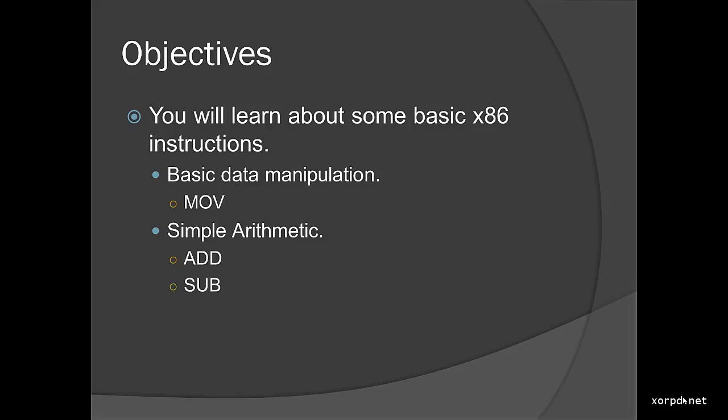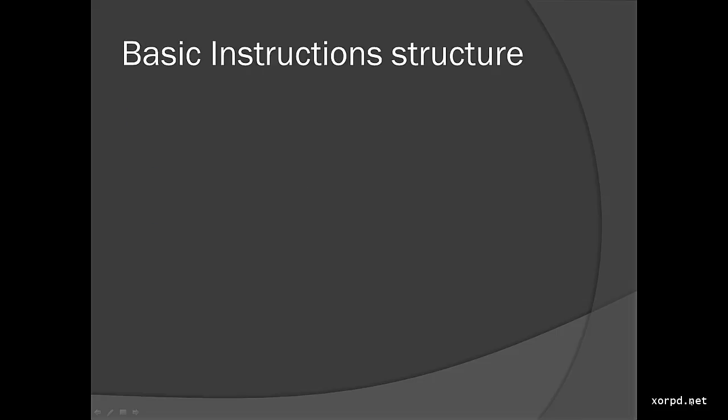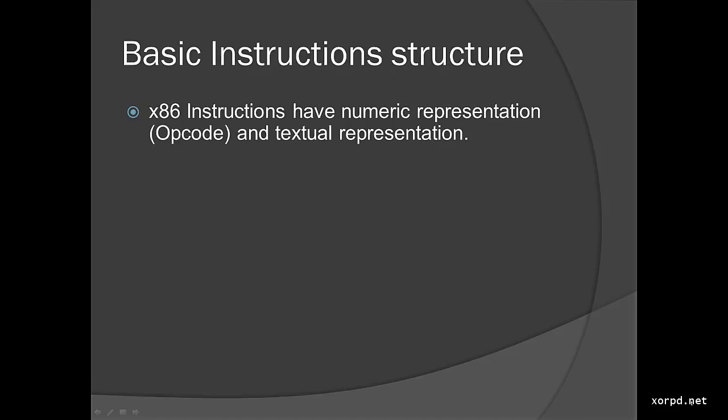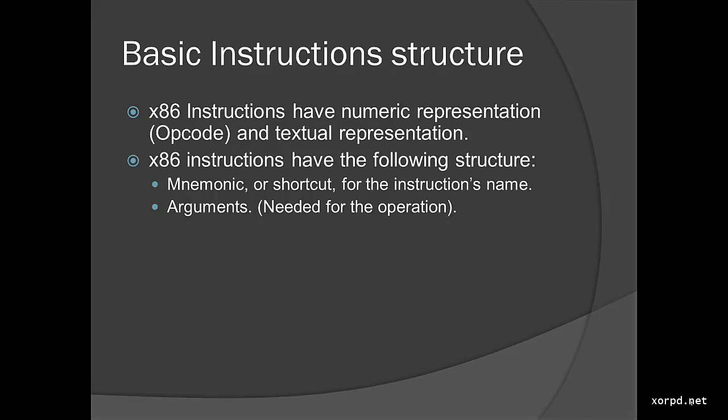Simple arithmetic. We will learn about the two instructions add and sub. Basic instruction structure. x86 instructions have numeric representation, opcode, and textual representation. x86 instructions have the following structure: mnemonic or shortcut for the instruction's name, and arguments, which are needed for the operation.